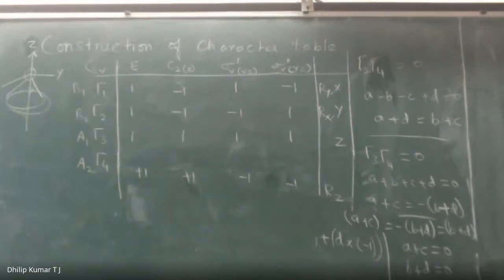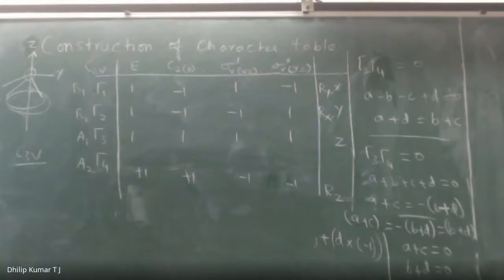So like this, one can build the character table, mostly considering the orthogonality of the IRs, and we can do it. Similarly, try for C3V. Okay. So this we have done for C2V. C3V also you can work it out.